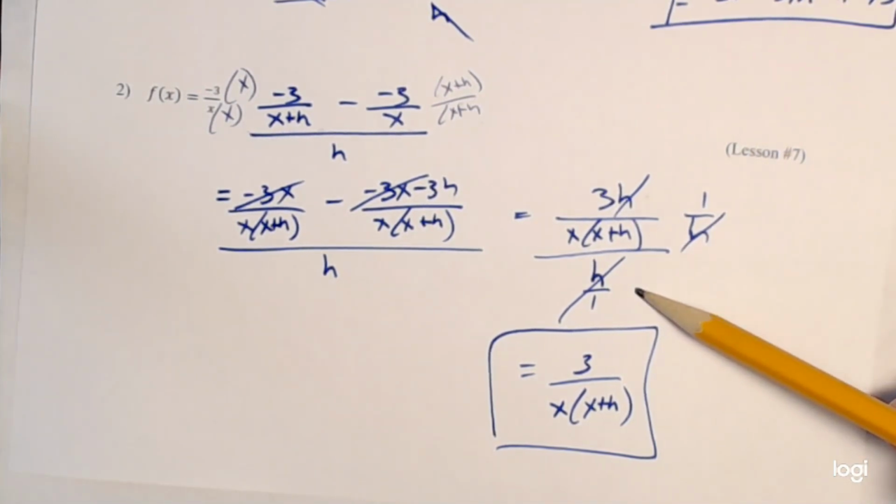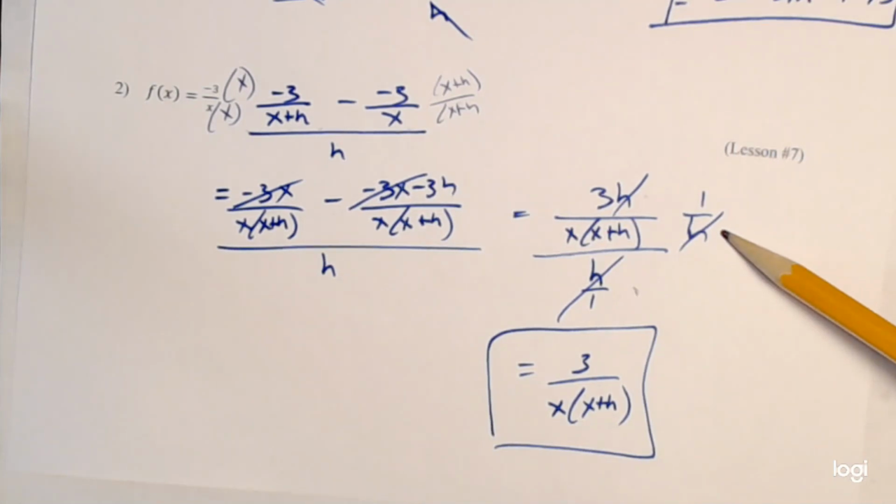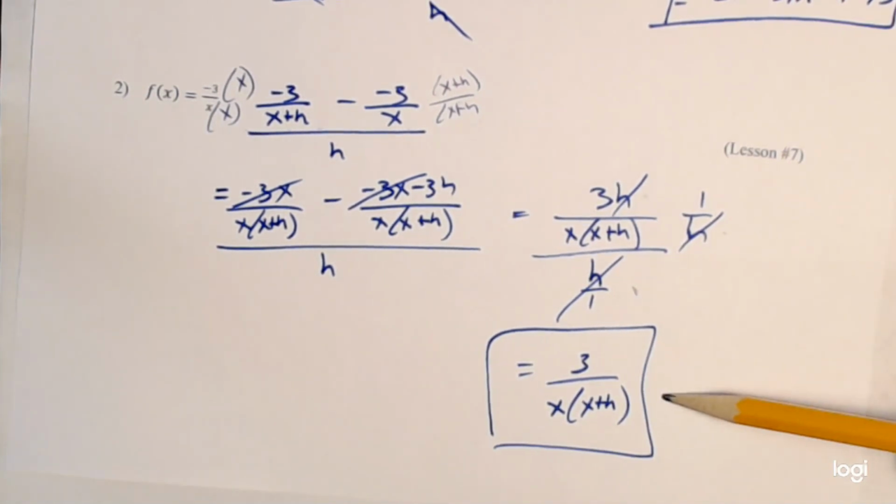I'm going to call that h over 1. Dividing by a fraction. Keep switch flip, right? H's cancel. Remember, the difference quotient is going to conclude every time once that h gets canceled, leaving us a result of positive 3 over our x and x plus h common denominator.